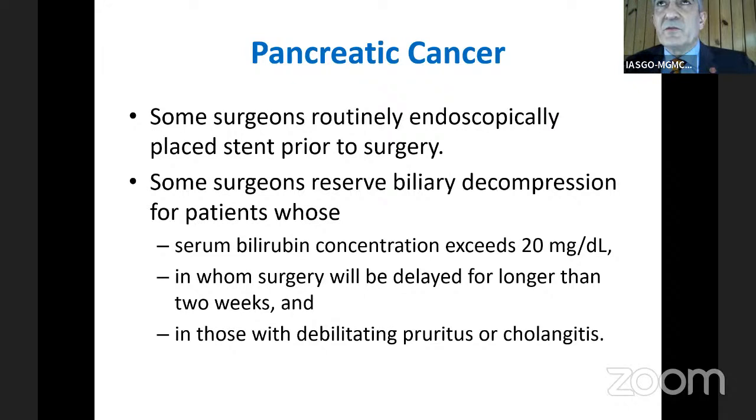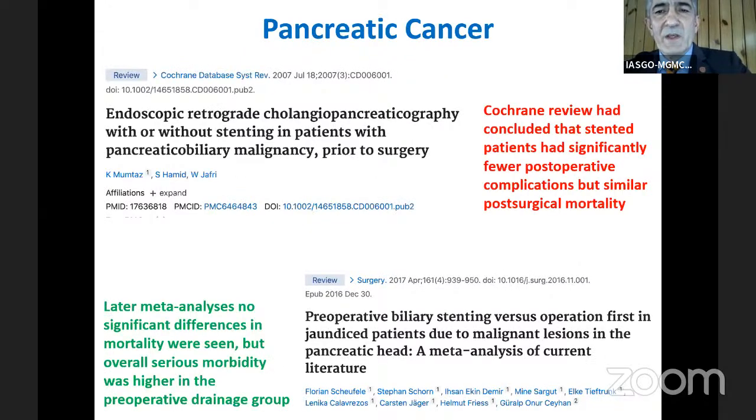Some surgeons reserve biliary decompression for patients whose serum bilirubin concentration exceeds 20 milligram per deciliter, in whom surgery will be delayed for longer than 2 weeks, and in those with debilitating pruritus or cholangitis.